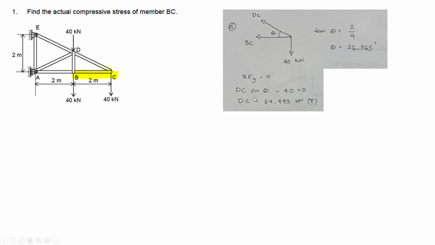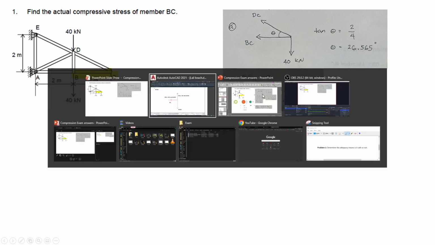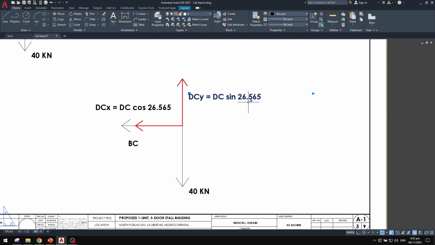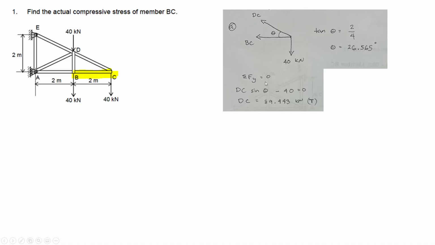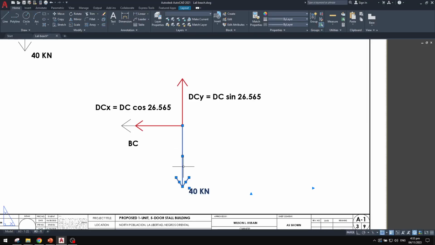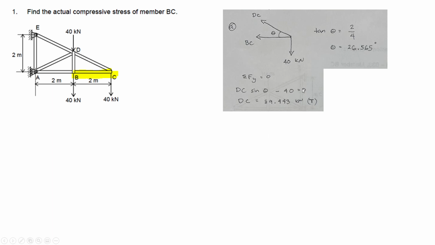So going back sa atong figure, so we have DC sine theta, sine 26.565, since opposite man, positive ang tension, minus ang compression. Later on pa na. Ang atong direction is positive kung upward, negative man sa opposite. So that means DC sine theta minus 40 equals 0. Summation Fy is equal to 0.